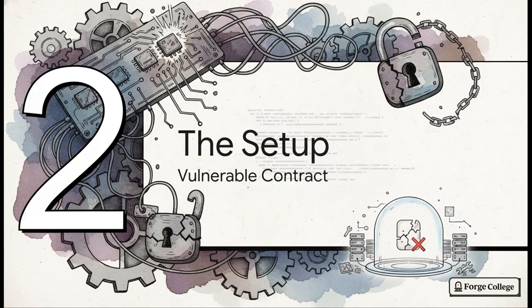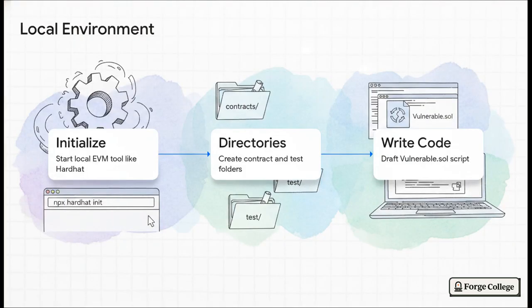Moving right along to Section 2, the setup, building a vulnerable contract. To test this out quickly and safely, we are keeping our sandbox completely local. We don't need a mainnet connection, and we definitely don't want to test exploits where real funds are at risk. It just takes 3 quick steps. First, we initialize a local tool like Hardhat, which basically spins up a disposable mini blockchain right on your laptop. Second, we create our standard contracts and test directories. And third, we write our target file, affectionately named vulnerable.sol.